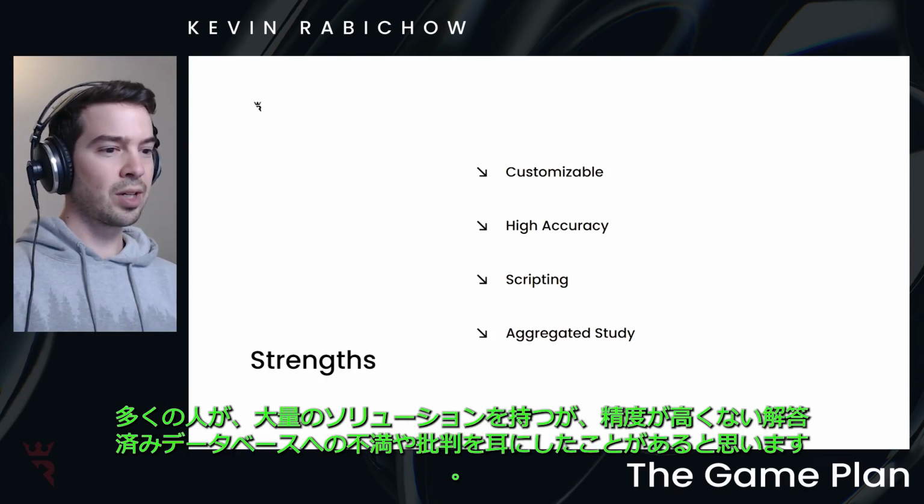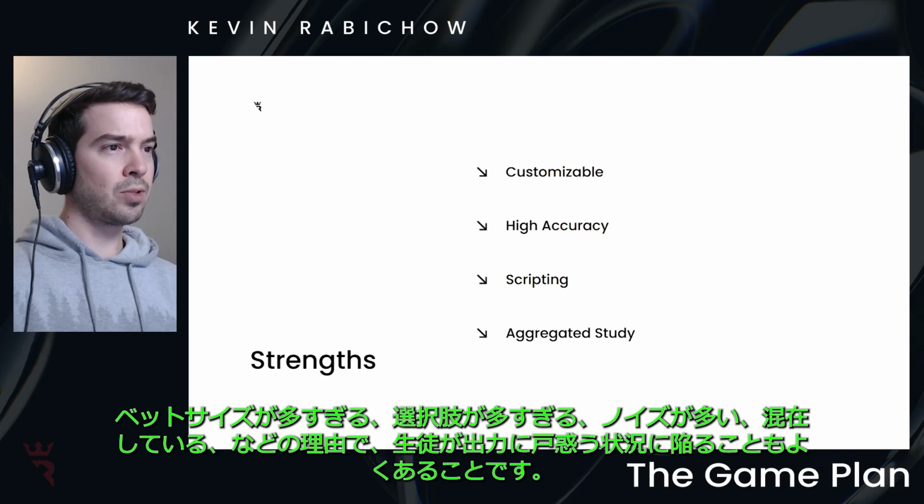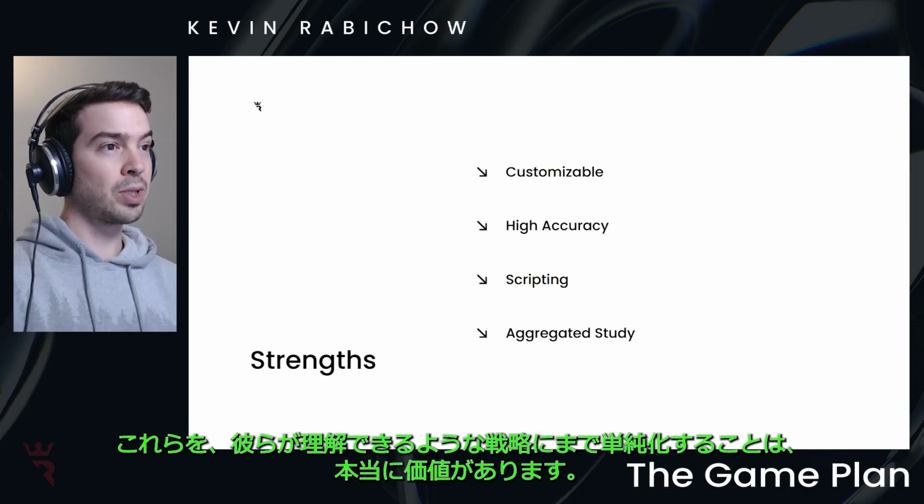So I'm sure a lot of you have heard complaints or criticisms of some pre-solved databases that have a really large volume of solutions, but not a particularly high accuracy in the way that they've solved it. So oftentimes I'll have students running into situations where they're confused by the outputs, whether it's because there's too many bet sizes, too many options, a lot of noise, a lot of mixing. And simplifying these down to a strategy they can understand is really valuable.